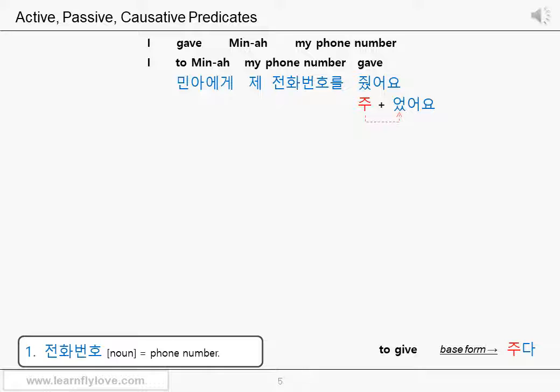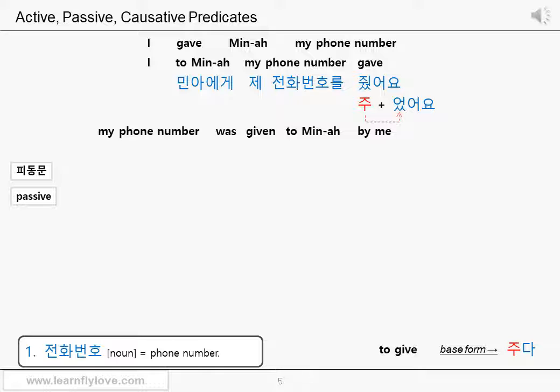미나에게 제 전화번호를 줬어요. I gave my phone number to Mina, right? Or 미나한테 제 전화번호를 줬어요. Let's make the passive sentence. My phone number was given to Mina by me. This is something new. We never made a Korean sentence like this before, so please listen carefully.